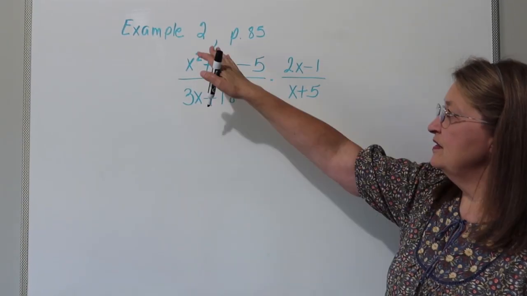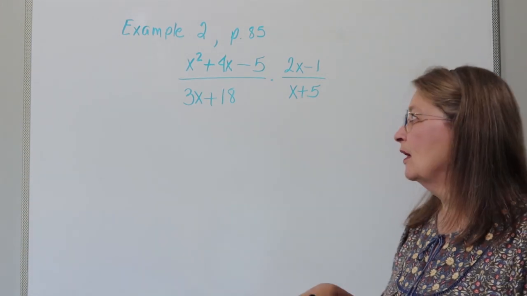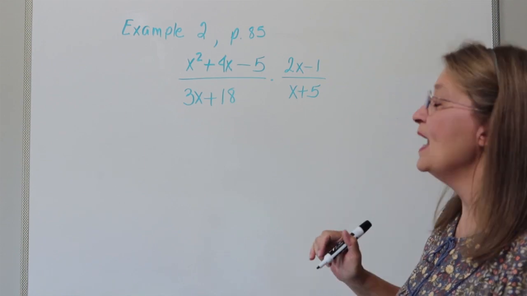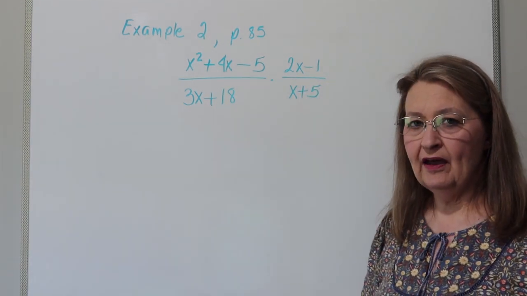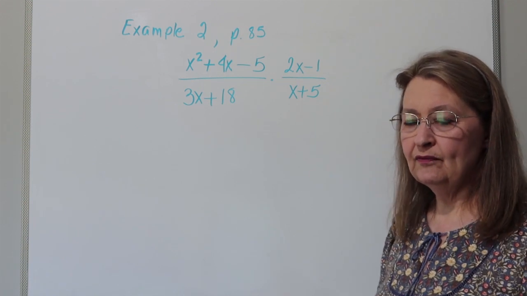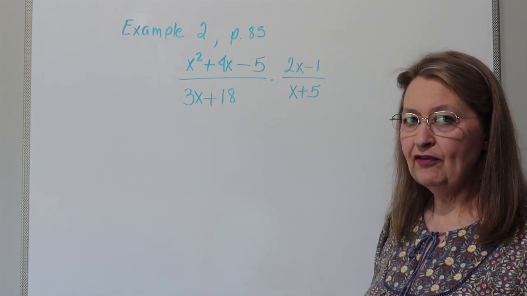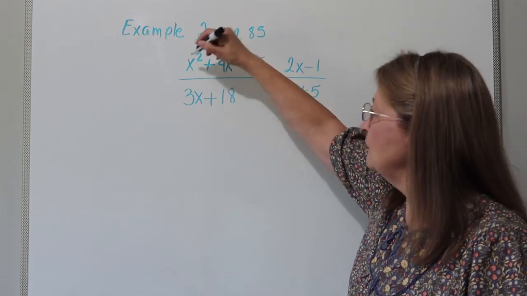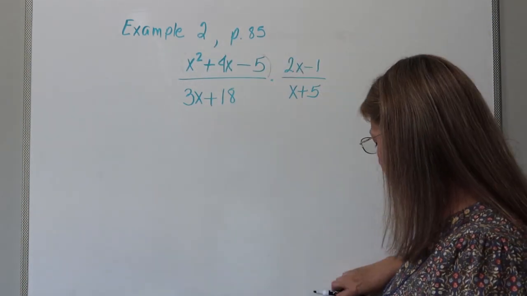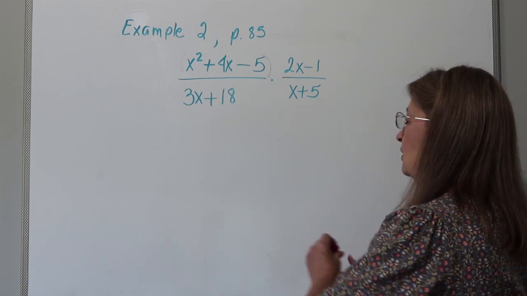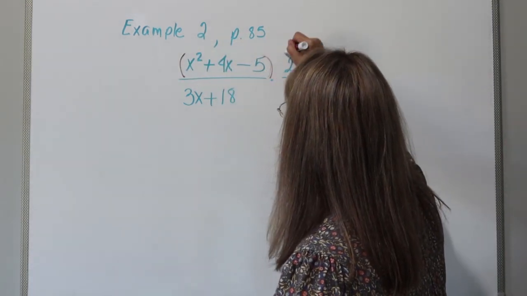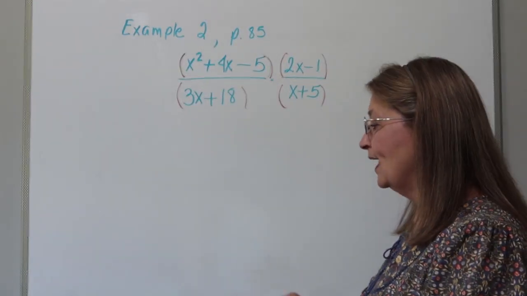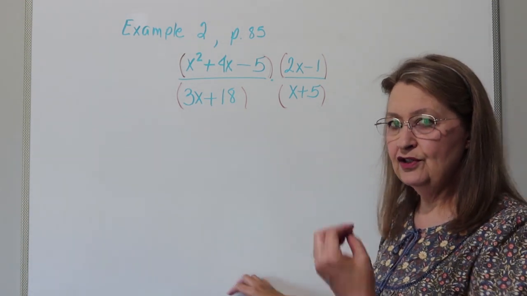Moving into multiplication, this is example 2 on page 85 in the textbook link below. I have x squared plus 4x minus 5 over 3x plus 18 times 2x minus 1 over x plus 5. Now if you remember from your regular fraction techniques, how do you multiply fractions? You just multiply the numerators together and the denominators together. So what I actually have is this. I have this multiplied times this. So of these four factors, what I need to do now is factor each factor.